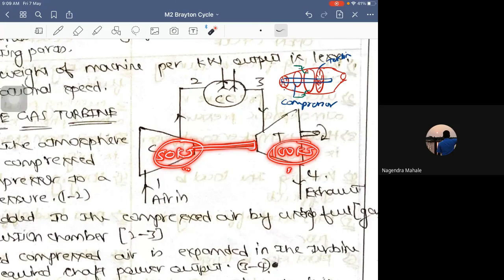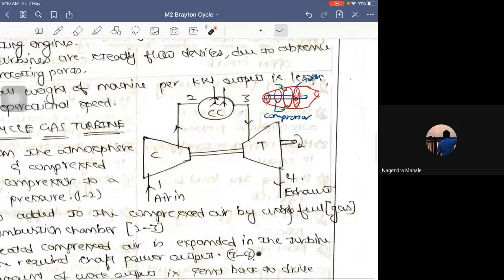Getting my point? So this is how it works. We do not have a separate motor to run a compressor. Rather, we'll be using the turbine itself to run the compressor. Okay, that is how it works. That is what is being said here.